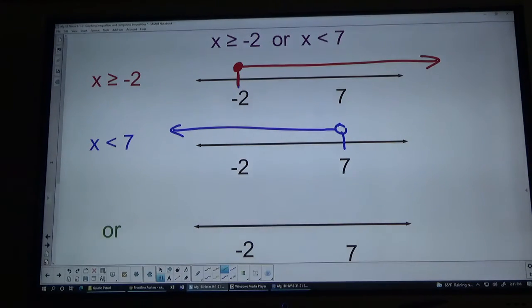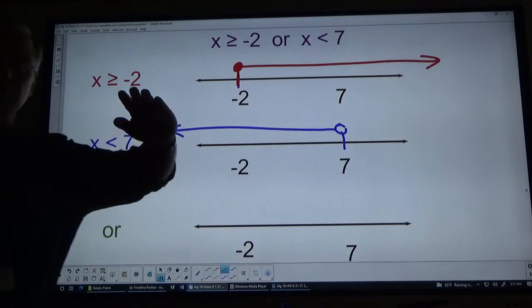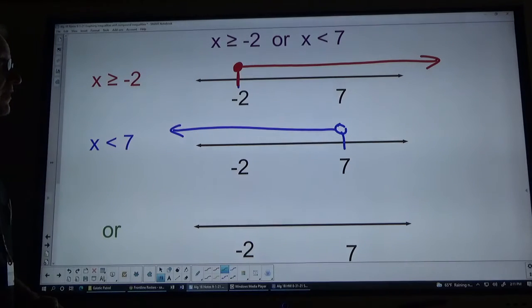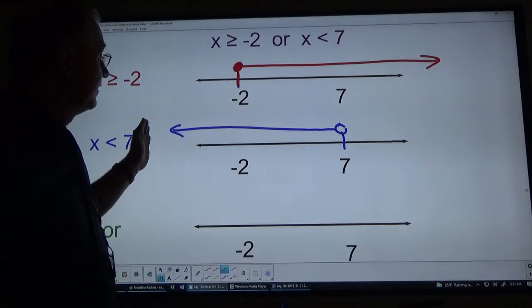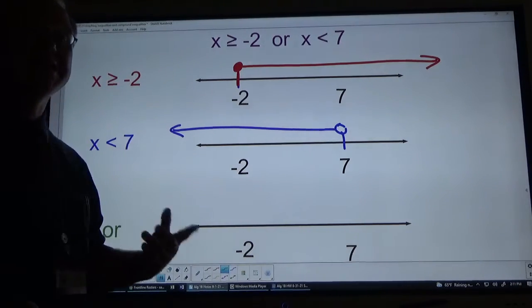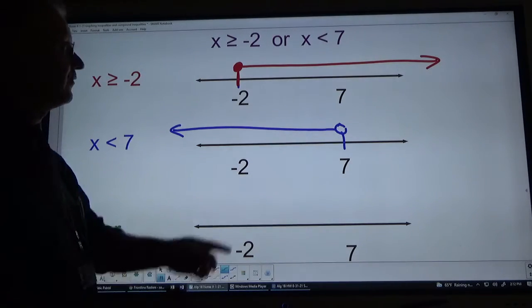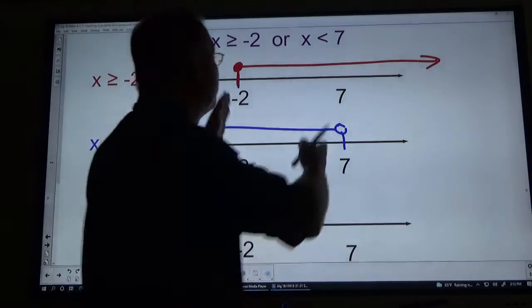Now, these go in both directions and they overlap. So if I were thinking about this, is below -2 in at least one graph? Yes. Is -2 in at least one graph? It's in both of them.